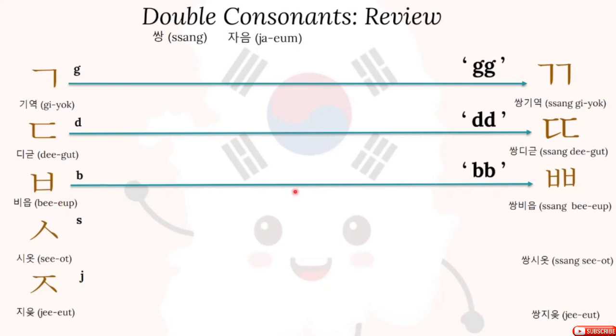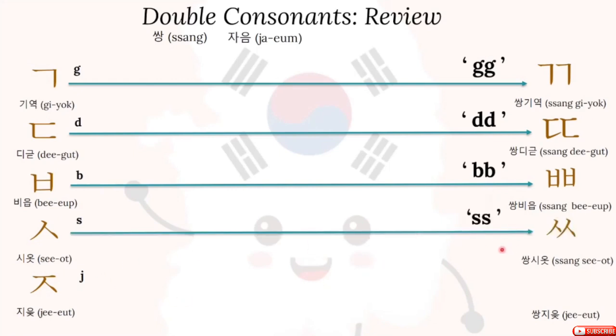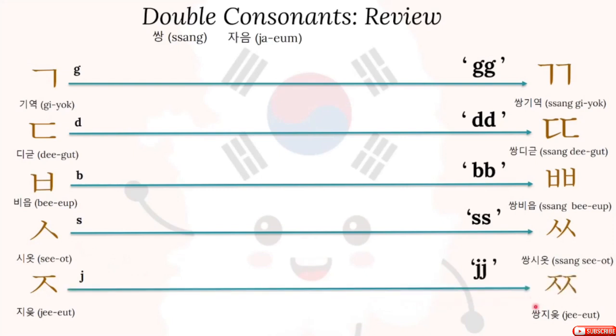The 비읍, again, double consonant, 쌍비읍, 뿌. Next one, 쌍시옷, S. The single consonant, 시옷, S. Again, double consonant, 쌍시옷, S. Single consonant, 시옷, S. And the last one, the 쌍지읒, 쯔. The single consonant, 지읒, 쯔. The 쌍지읒, 쯔. You're adding a little more stress into it.